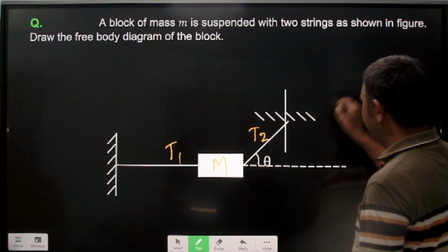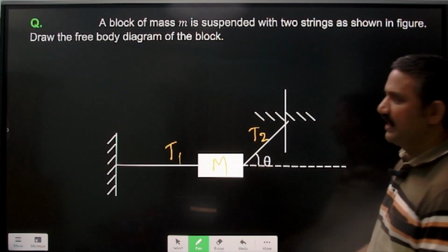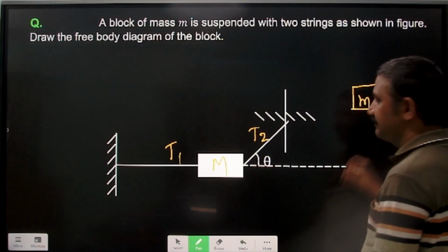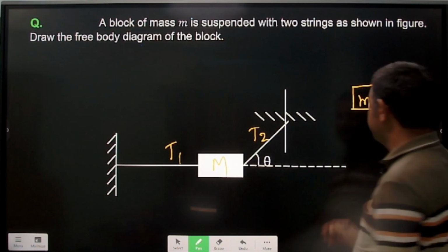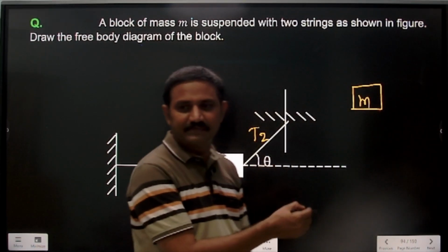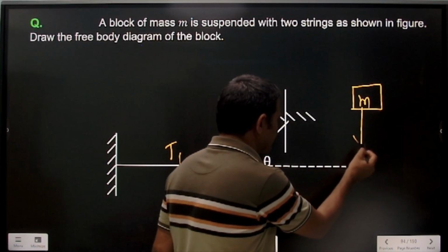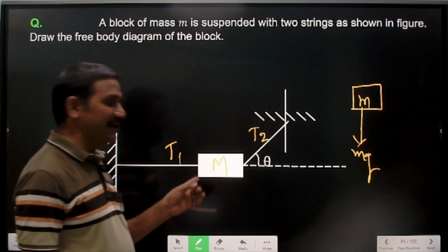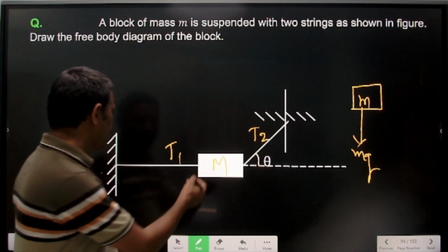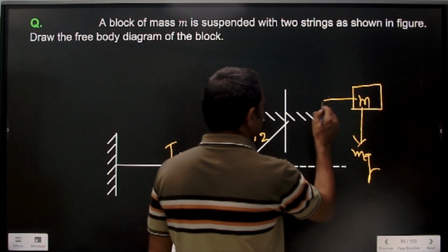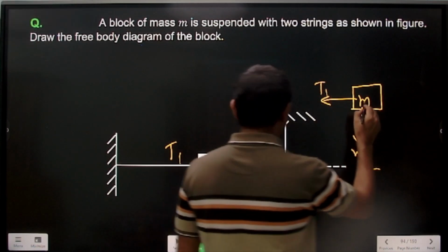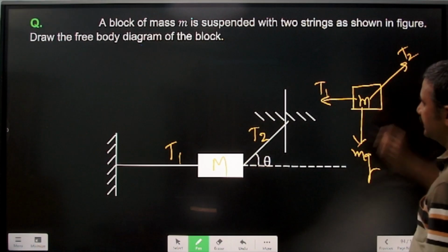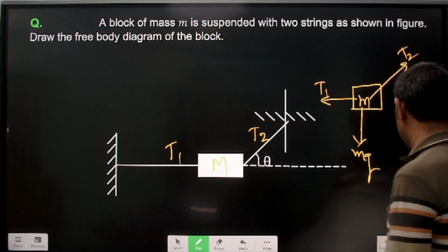First separate the body from the diagram. The separated body has mass m, and mg is acting in the downward direction. This is mg, and this is tension T1. Tension is always away from the body. So T1 is acting towards the left, and T2 acts in this direction. This is T2. This is the free body diagram of this block.